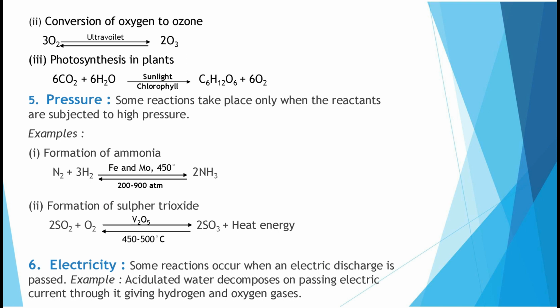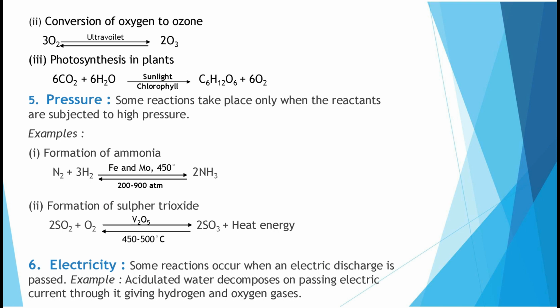So the pressure is very important for this reaction. Then next, formation of sulfur trioxide. When sulfur dioxide and oxygen react in the presence of vanadium pentoxide, V2O5. What is V2O5? Vanadium pentoxide. It is a catalyst and the temperature is 400 to 500 degree centigrade. So sulfur trioxide will form. This is another example of pressure. And heat and energy will also be produced in this reaction.